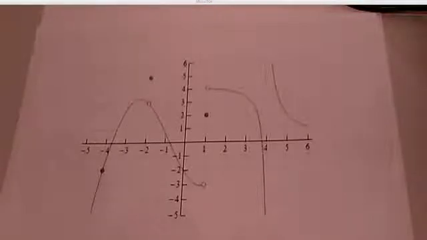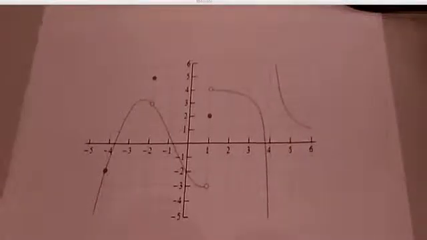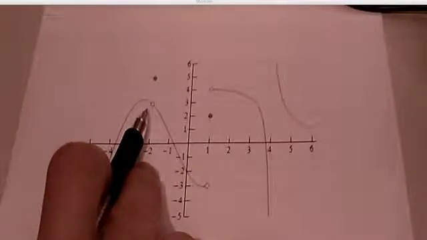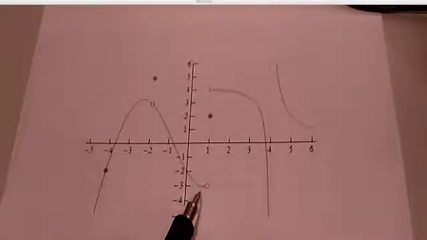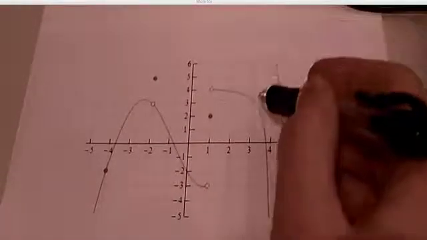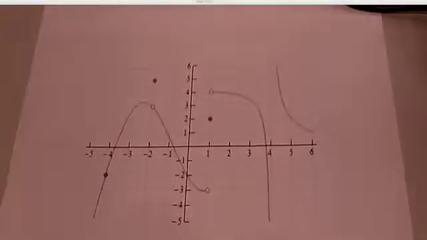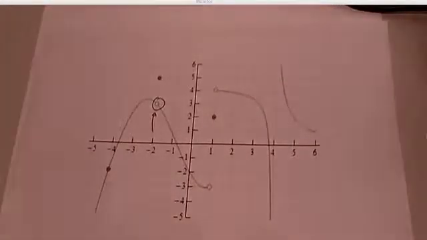Okay. And so basically a discontinuity, a place where the function is not continuous, is a place where you have to pick up your pencil. Okay? Here would be one type of discontinuity. This would be another. And of course here at x is equal to 4 is a third type of discontinuity.